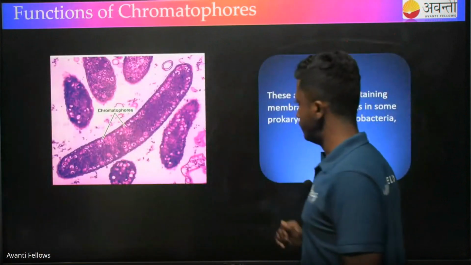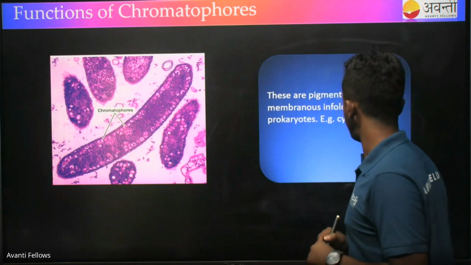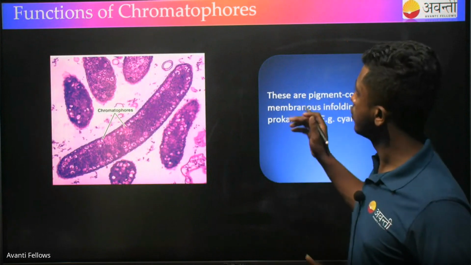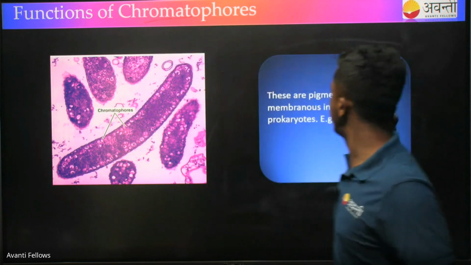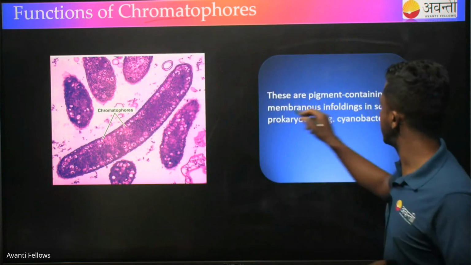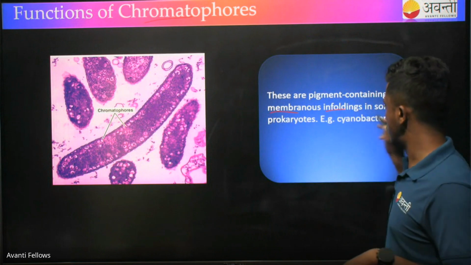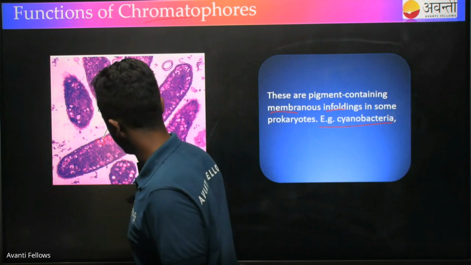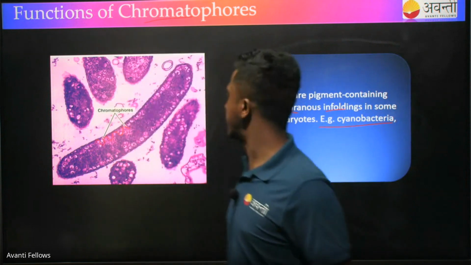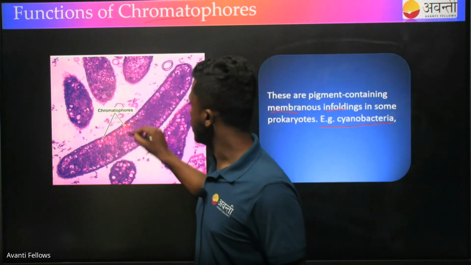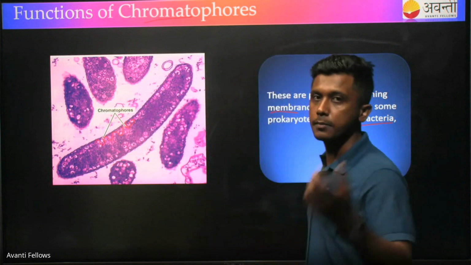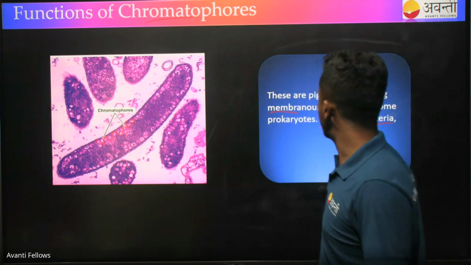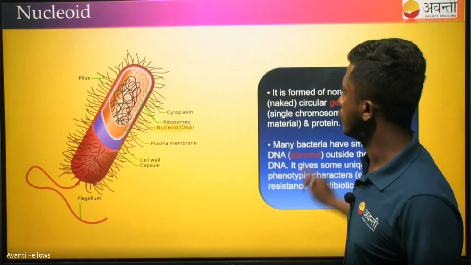Now, coming to the vesicles, they also have chromatophores, which are pigment-containing membranous inner foldings, for example in cyanobacteria. Some of the bacteria that are photosynthetically active have certain vesicles containing pigments which can act like photosynthetic pigments. Understood? So this is about the chromatophores.